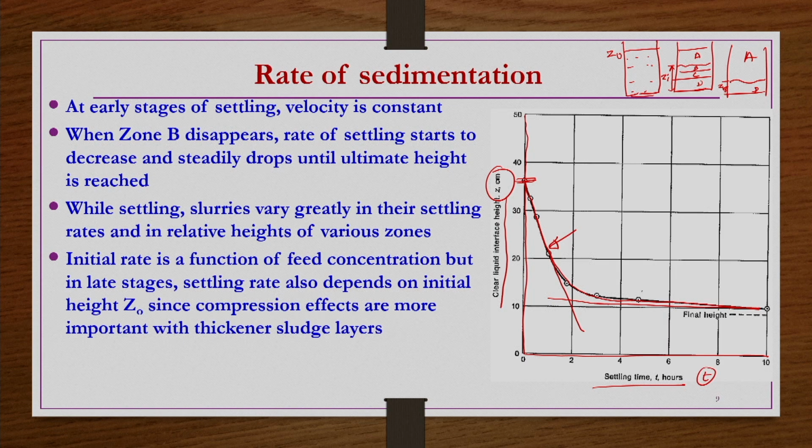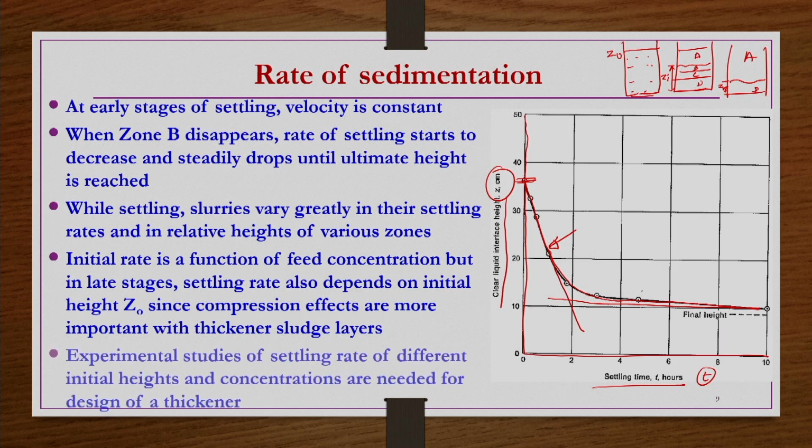Initial rate is a function of feed concentration, but in the later, final settling stages, settling rate also depends on the initial height Z naught, since compression effects are more important with thickener sludge layers. Experimental studies of settling rate at different initial heights and concentrations are needed for the design of a thickener. So, if we have this information, we can do the design of a thickener.